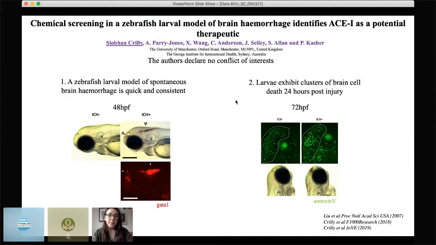And my talk is a little bit about the drug screen that we've been doing in our spontaneous model of brain hemorrhage in zebrafish larvae and our identification of ACE inhibitors as a potential repurposable therapeutic for ICH patients.